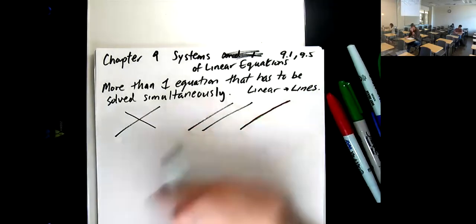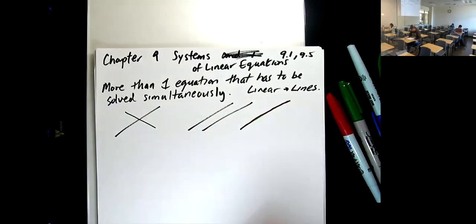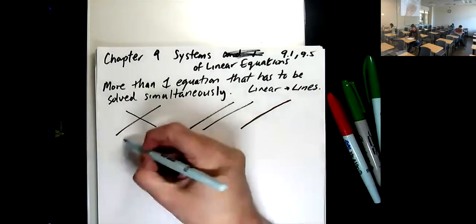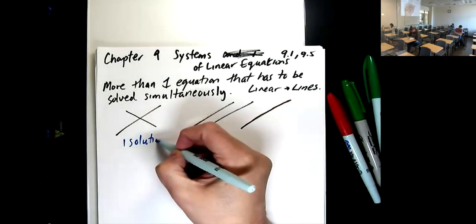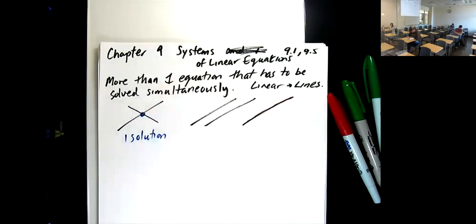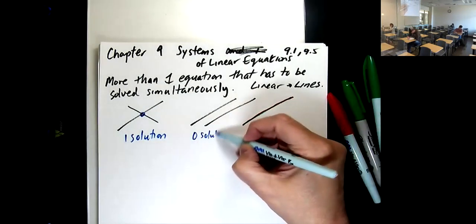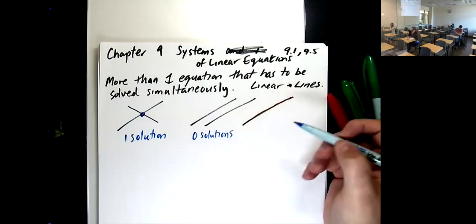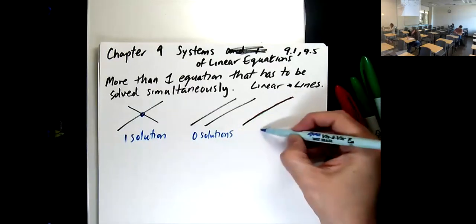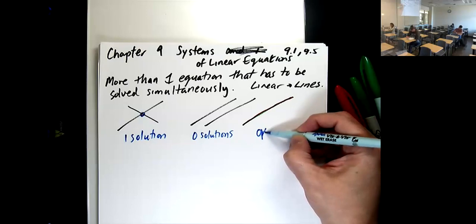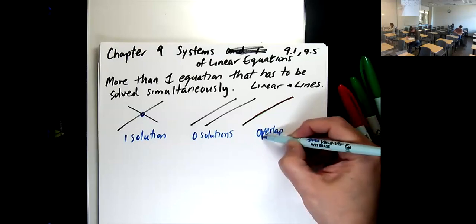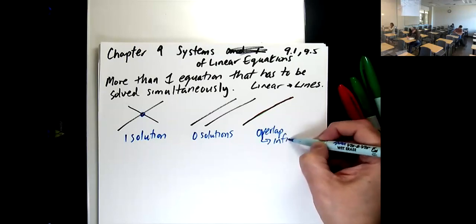This one has one solution where they cross. This has zero solutions because they don't cross. And since they overlap here, we have infinite solutions.